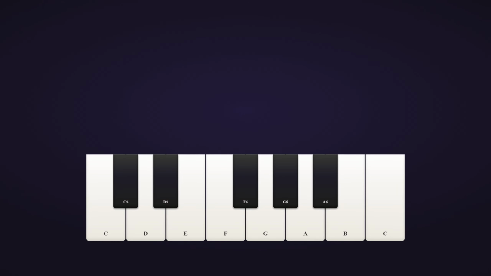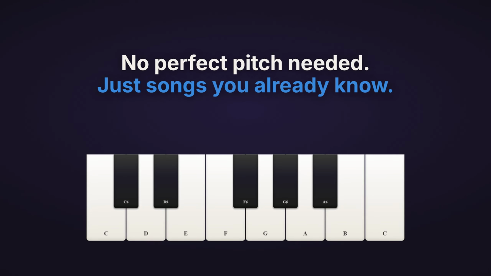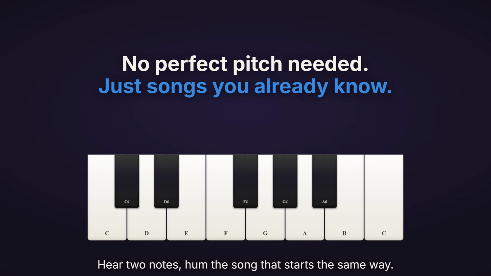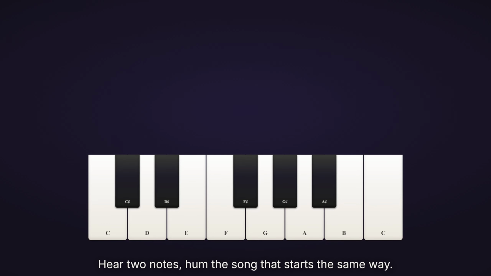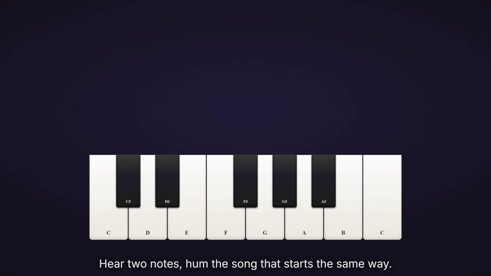You do not need perfect pitch to name an interval by ear. You just need songs, and you already know dozens of them. Here is the idea in one sentence. Every interval is the gap between the first two notes of some famous tune, so when you hear two notes and you are not sure what they are, you hum the song that starts the same way, and the song tells you the answer. Listen.